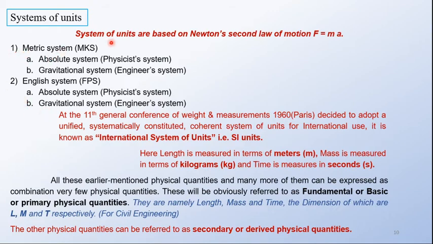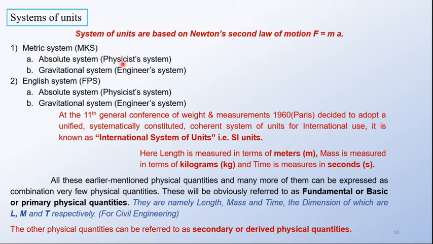So we have a system of units which are based on the familiar Newton's second law, which is F equal to m into a, force is equal to mass into acceleration. The systems that we know are a metric system, MKS system, in which absolute system will be physicist system, gravitational system would be engineer system.